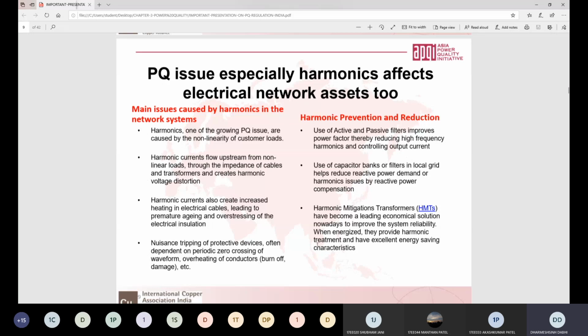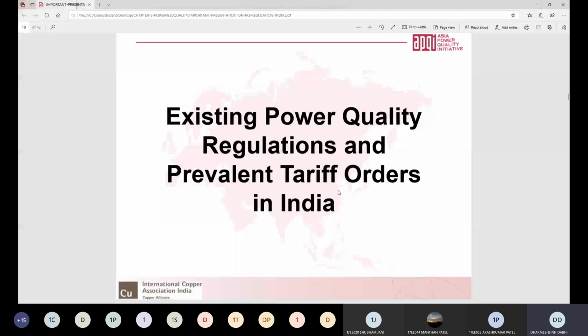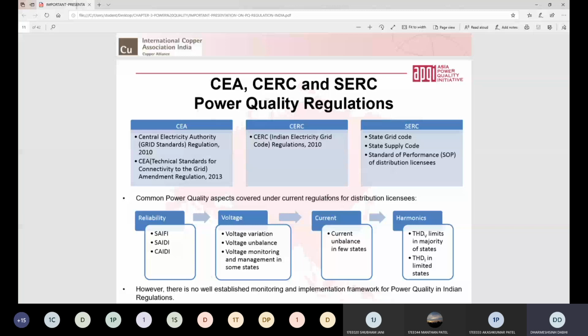So what are the existing power quality regulations accepted in India or different states of India, and what are the tariff orders? We will not go into the tariff order, but we will understand how these power quality regulation standards are built and how they are followed in the different states. You can see in these slides there are three utilities.